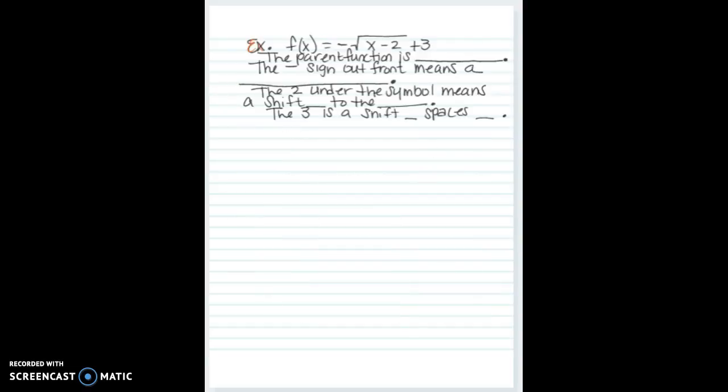Our last example, our f of x is equal to a negative square root of x minus 2 plus 3. We identify the parent function as a, hopefully you said the square root function. There's a negative sign in front of the symbol. So that means we have a vertical reflection.